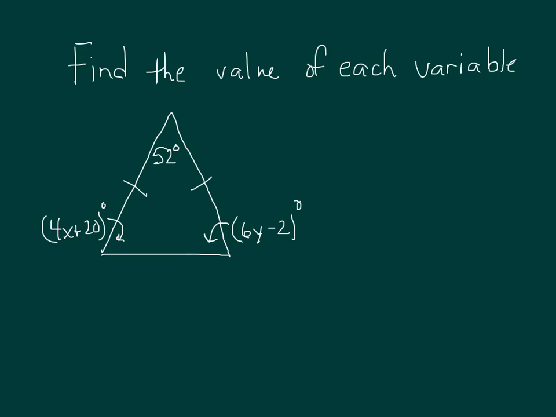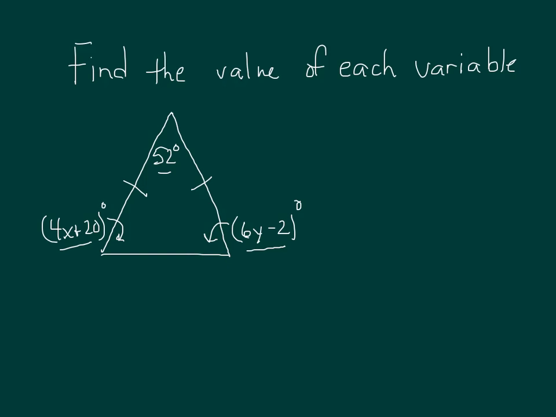We're going to find the value of each variable in this problem. And notice we have one angle is labeled as 4x plus 20, another angle is labeled as 6y minus 2, and the third angle we know to be 52 degrees. Now, if we just simply try and add the three angles together and set it equal to 180, we won't be able to solve this problem because we'll have one equation with two different variables.